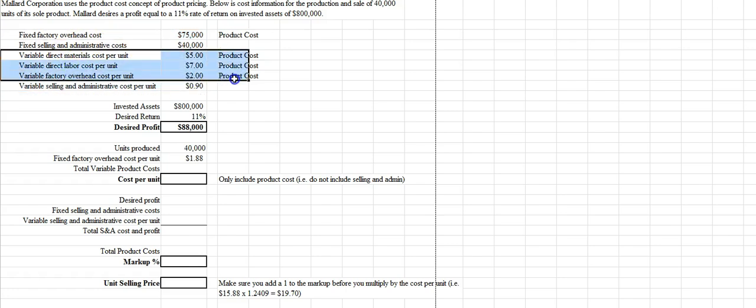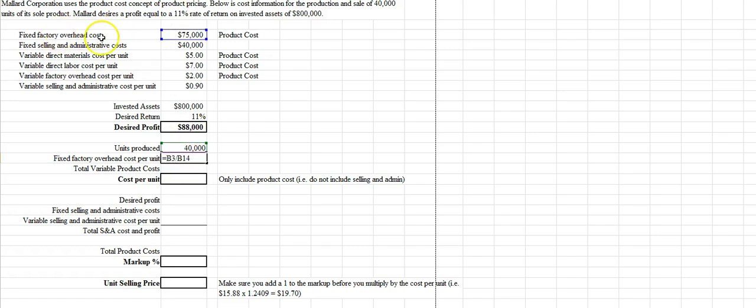This is a product cost, and these are product costs. Remember how under absorption costing, the product costs were direct materials, direct labor, and both variable and fixed overhead. So fixed and variable. So we're sort of treating this like absorption costing. So first let's determine the fixed factory overhead per unit. At 40,000 units, $75,000 total fixed factory overhead is $1.88 per unit.